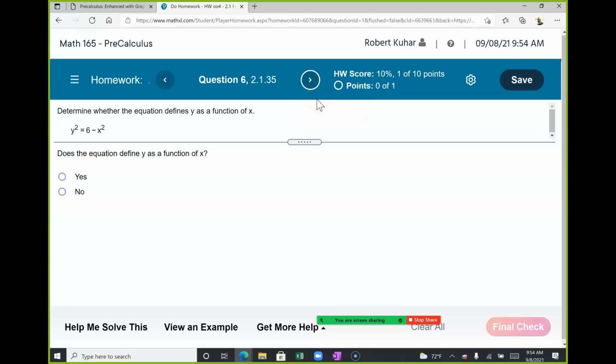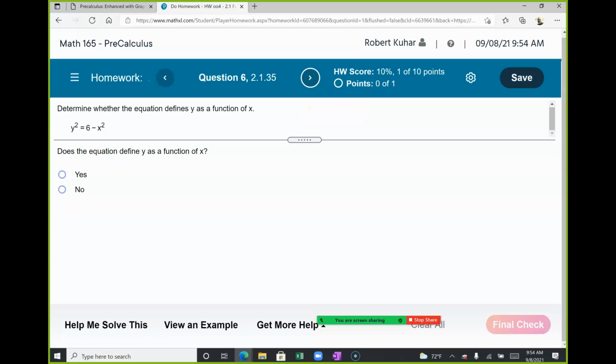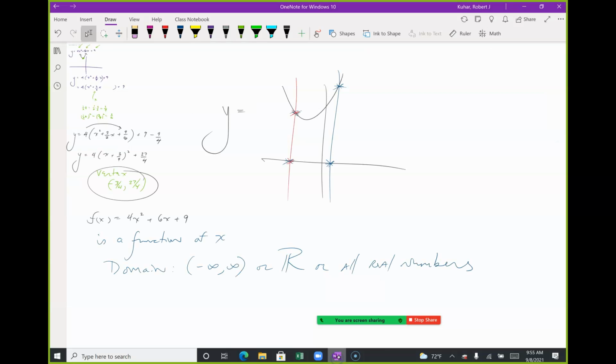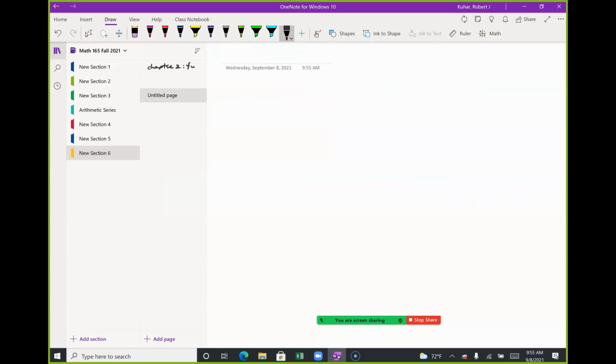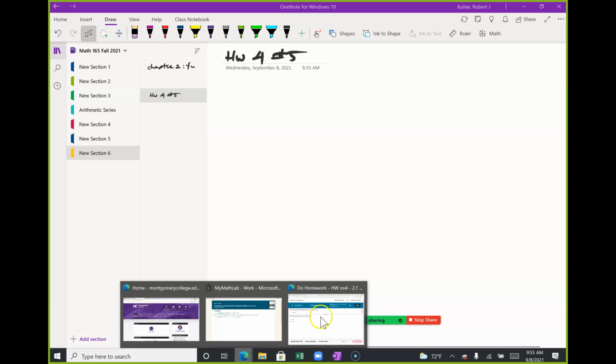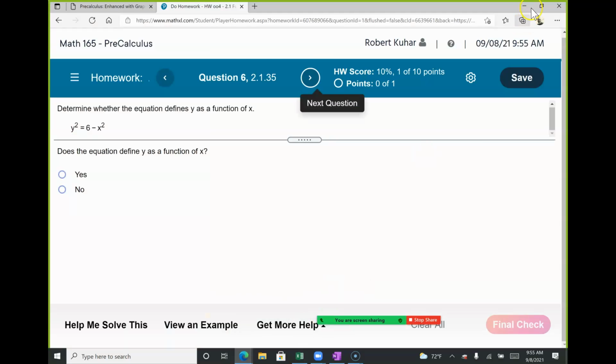Is y squared equals 6 minus x squared a function of x? No. Nice. So this is homework 4. I think it's number 5. Is it 5? Homework 4, question 6.